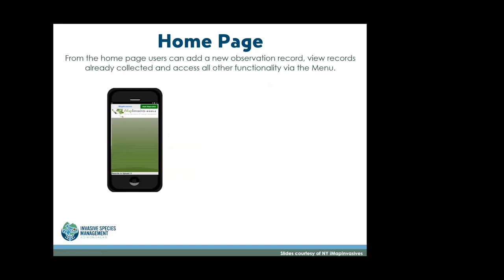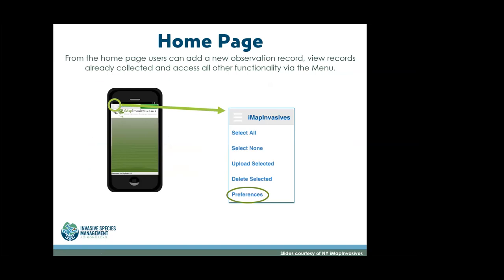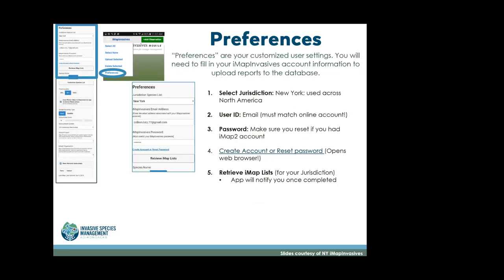So when you open up the app, you're presented with this home screen. You have a couple of buttons here. On the top right, you have the option to add an observation. And on the top left, you should see three white horizontal lines, which represent the menu. So if you tap the menu button, it should bring up this window. And I'll ask that you all select preferences from the bottom or near the bottom of this list. So here is where we will identify or fill out all of our user settings.